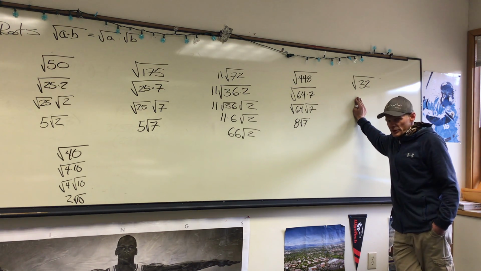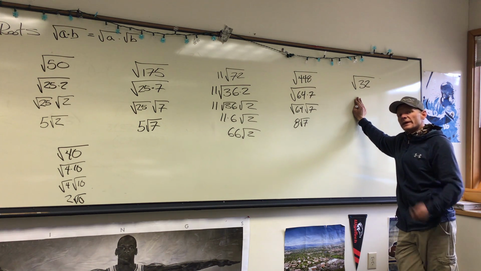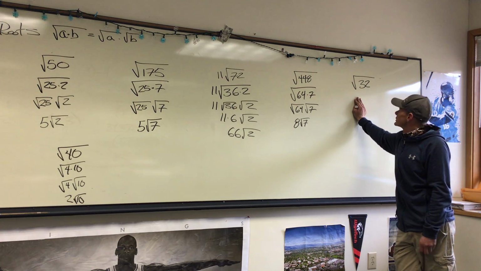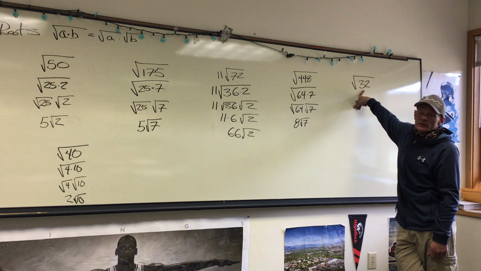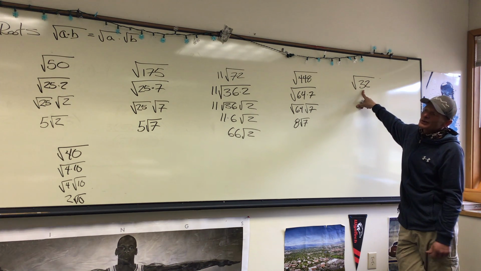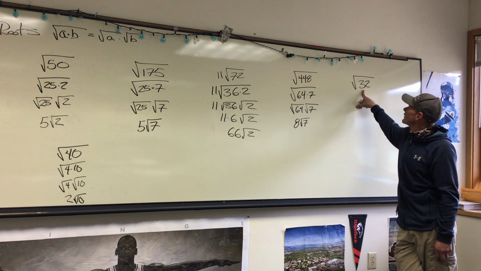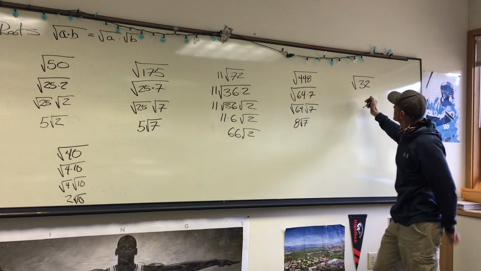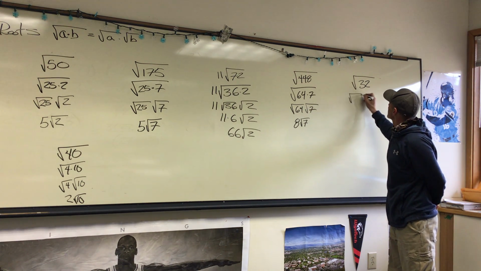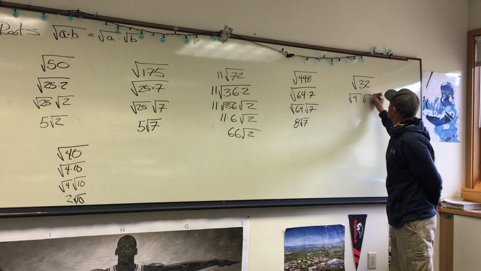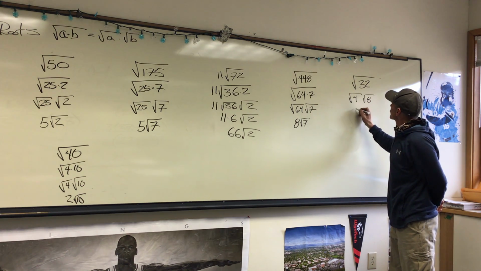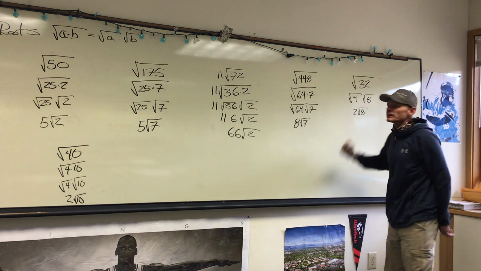Notice each time I've been trying to grab the biggest one that I can. Sometimes we don't grab the biggest, and that's okay. So the biggest perfect square that divides 32 is 16. But maybe you don't see that right away, and you say, 4 divides it. Square root of 32 is the same as the square root of 4 times the square root of 8. And then the square root of 4 is 2, so we have 2 square roots of 8.